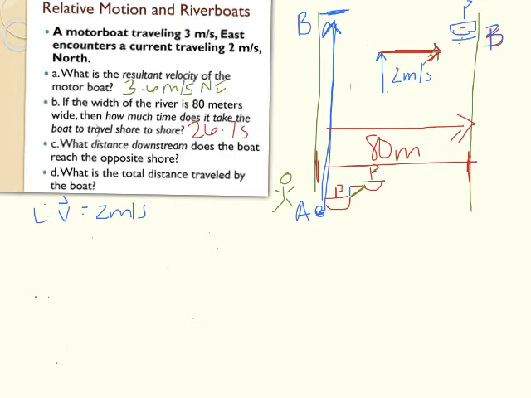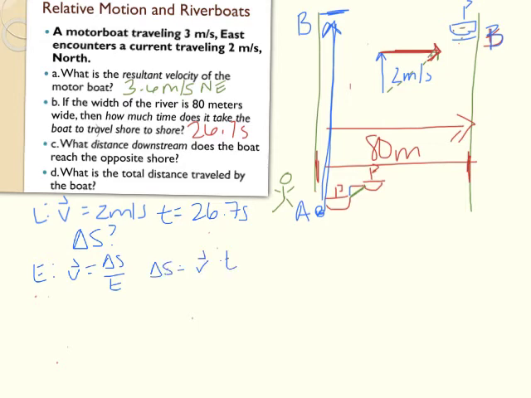Okay? Your time we solved in the problem before being 26.7 seconds, right? And what we want to know is our displacement. So our equation, velocity is equal to displacement divided by time. Displacement is equal to our velocity times time. So that's going to be 2 meters per second times 26.7 seconds.